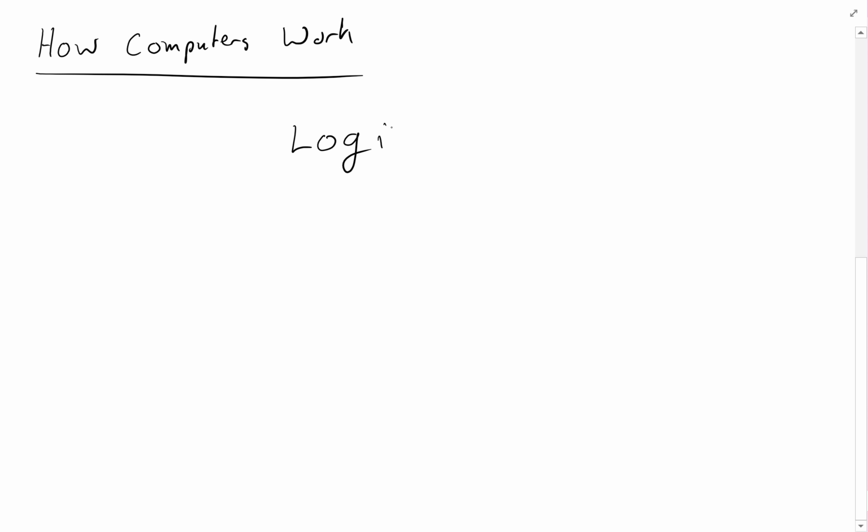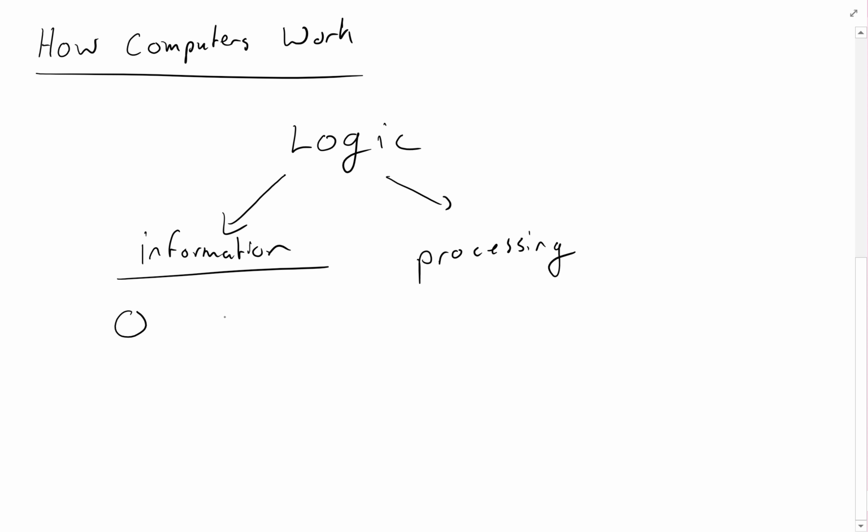This video is essentially how computers work. And essentially, computers work through logic. Logic can be split into information and processing. Information can be represented as zeros and ones. These are called bits.